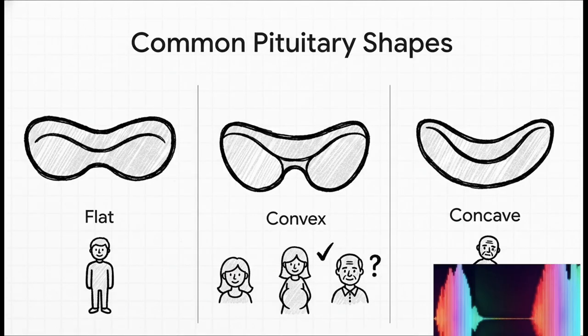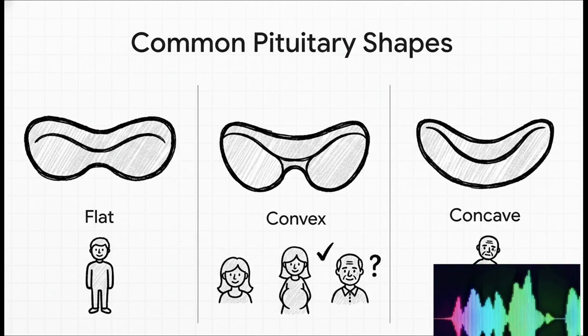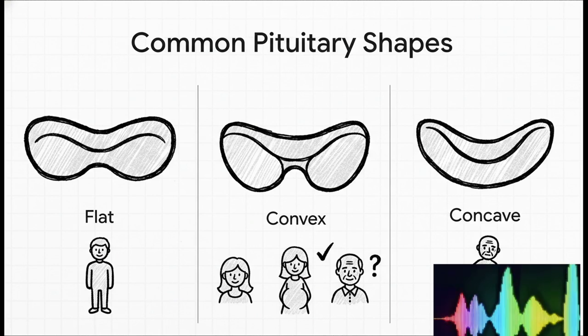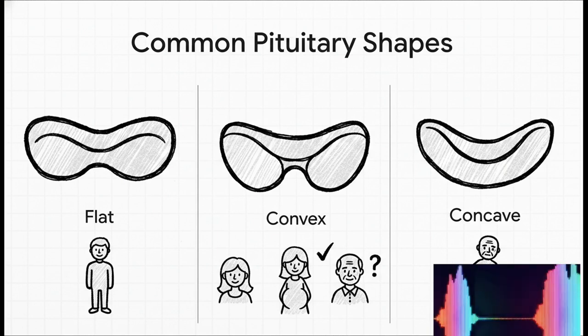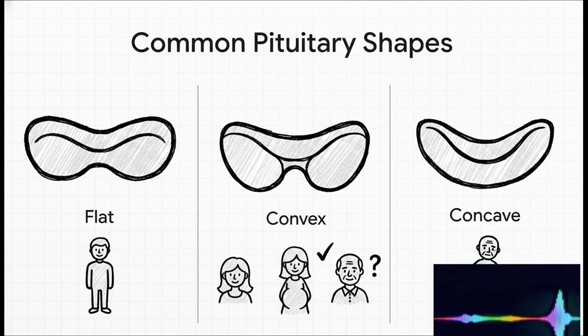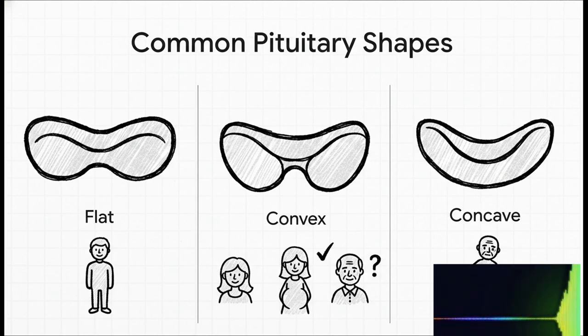But it's not just about height. Shape is absolutely critical. You've basically got 3 common shapes: flat, convex, and concave. And you really evaluate this on the mid-sagittal T1 images. Now, a nice, plump, convex shape on top, totally normal for a younger person or during pregnancy. But that same convex shape in an older guy? That could actually be a microadenoma in disguise. As people get older, a flat or even concave shape becomes much more common. So you see, context is everything.